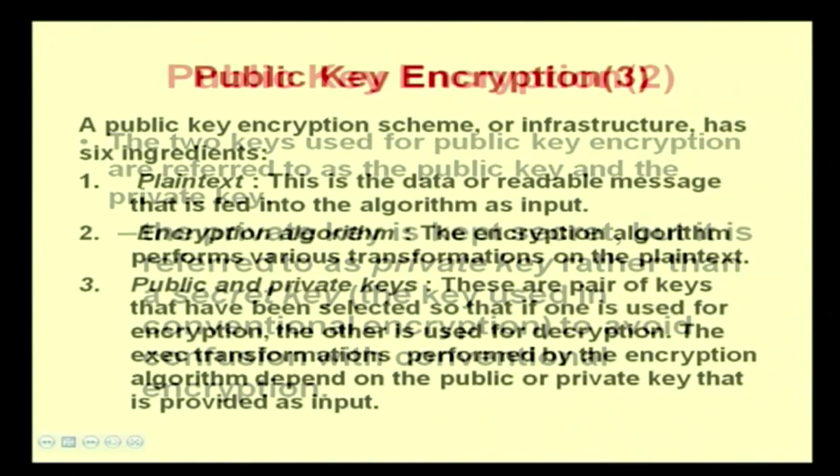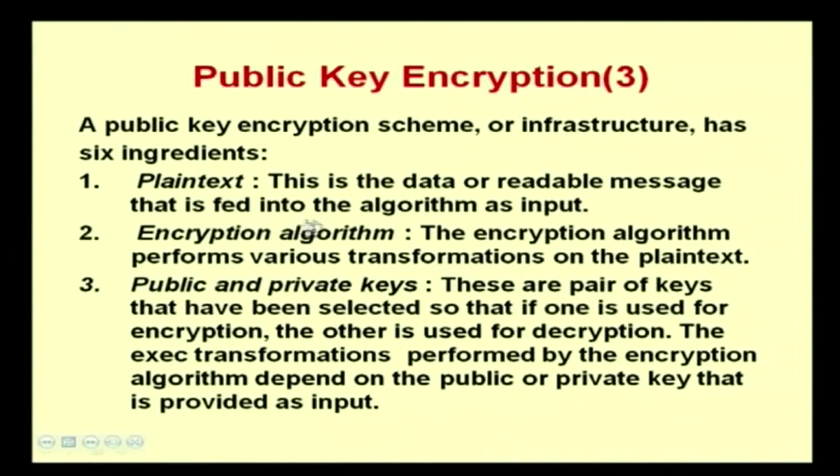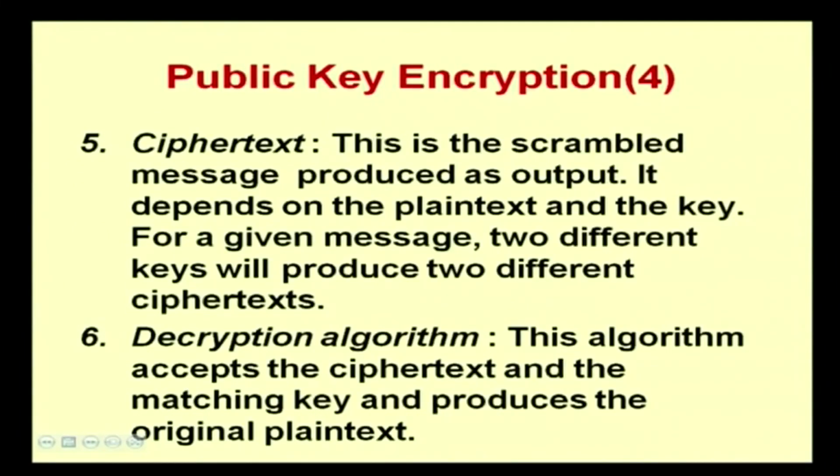Now, a public key encryption scheme has the following six ingredients. One is the plain text, the data that you feed to the algorithm as input. Then you have the encryption algorithm, which performs various transformations on the plain text. Then the public and private keys, a pair of keys selected so that if one is used for encryption, the other is used for decryption. The transformation performed by the encryption algorithm depends on the public or private key provided as input. Then you have the ciphertext.